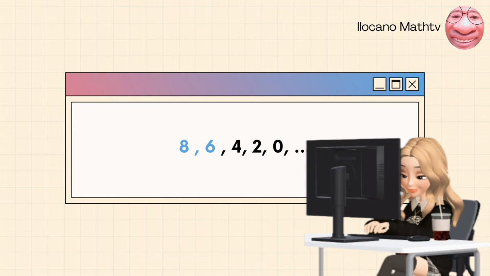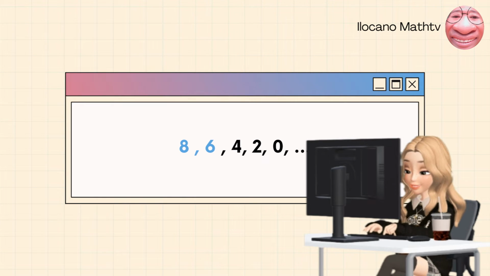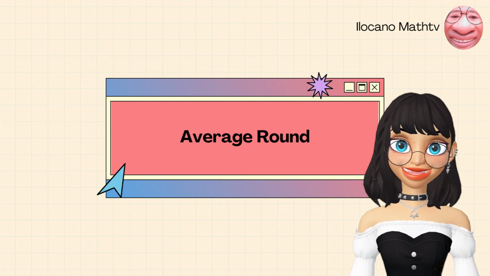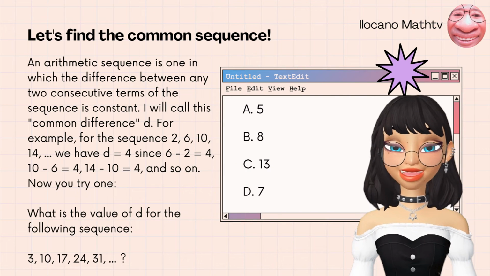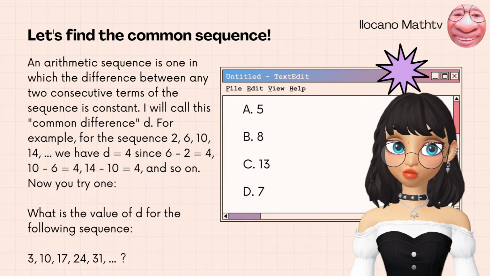Lastly, add 2 again from 6, you will get 8. That means that their common difference is 2. Now let's proceed to the average round. Good luck! Now that you passed the easy level, let's proceed to the average round. Let's start with the first question.